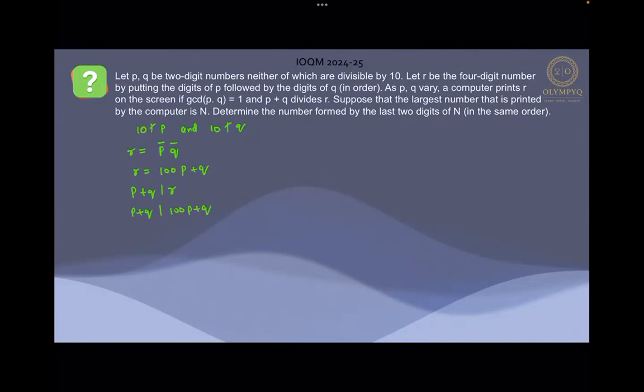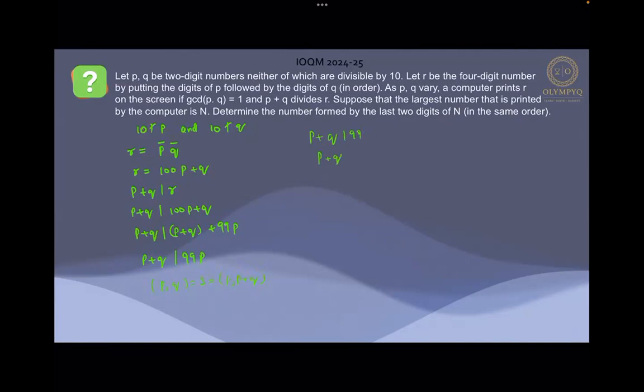Now we can write that P plus Q divides P plus Q plus 99 times P, or else P plus Q divides 99 times P. Now as they have mentioned that the GCD of P and Q is 1, so GCD of P and Q is 1. This simply implies that the GCD of P and P plus Q is also equal to 1. So we get that P plus Q divides 99.